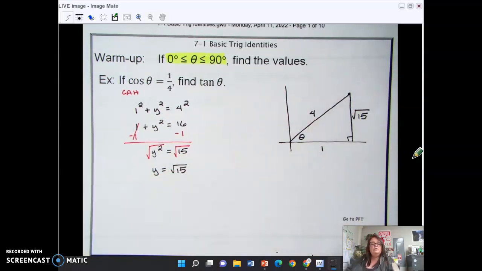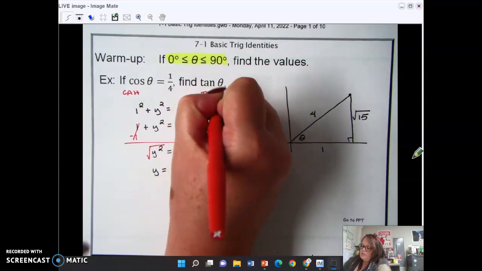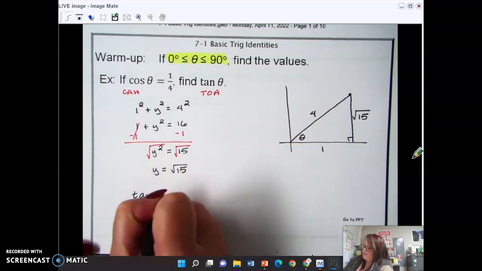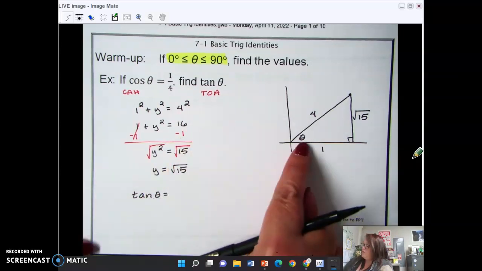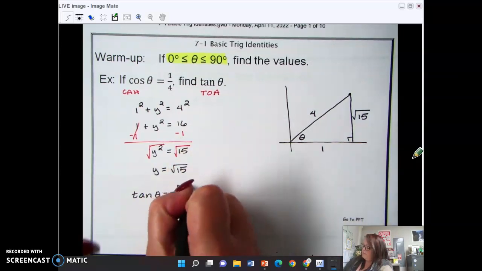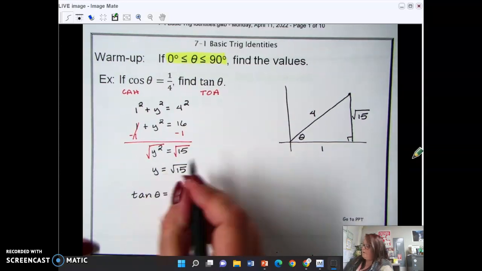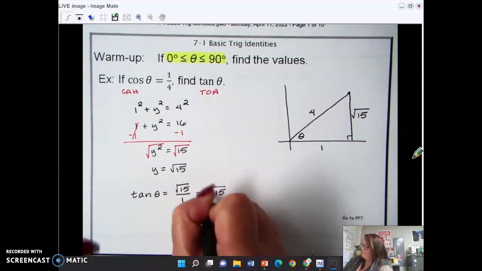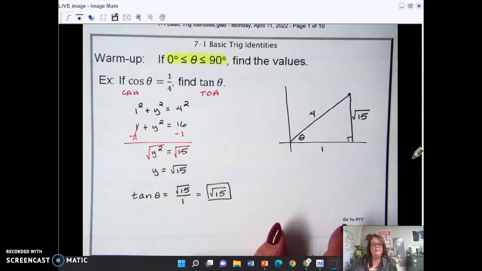Okay. So then when we go looking for tangent in SOHCAHTOA, that is the TOA value. So we're going to say that the tangent of theta is equal to the opposite over the adjacent. So opposite of theta is the root 15, and adjacent to theta has a side of 1. But we know that any number over 1 is just the numerator. So take a moment to pause the video and see if you can do part B for yourself.